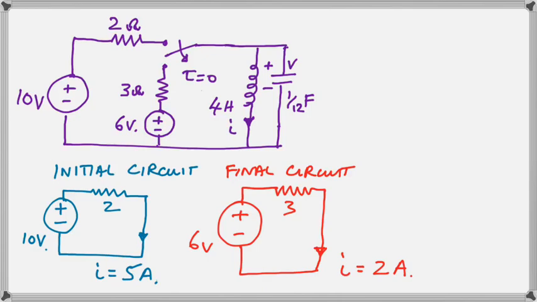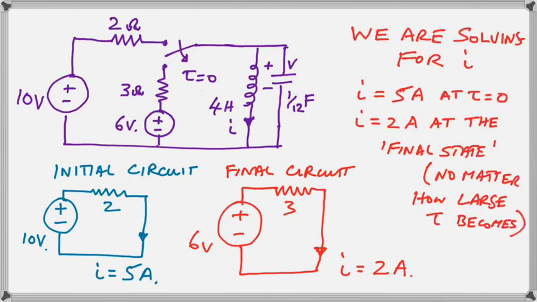Make sure you understand that, but if not, watch the previous video. Let's keep going. Remember, we are solving for I. So we want to write equations for I that are going to show that I goes from 5 amps to 2 amps, and t is going to appear in the solution to show how it does that as each fraction of a second passes.